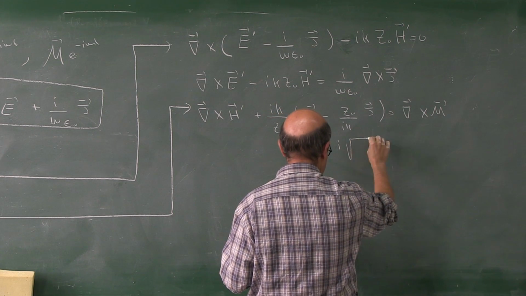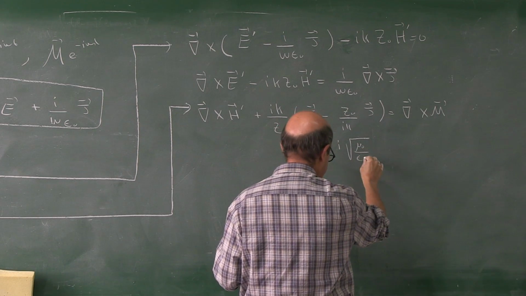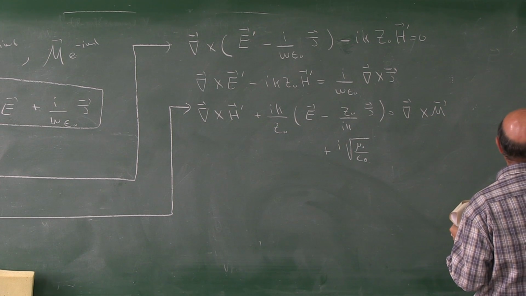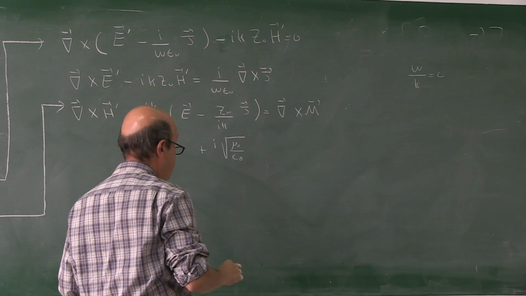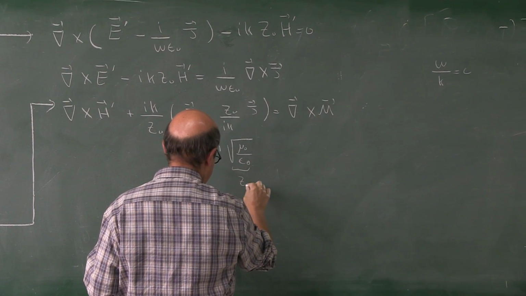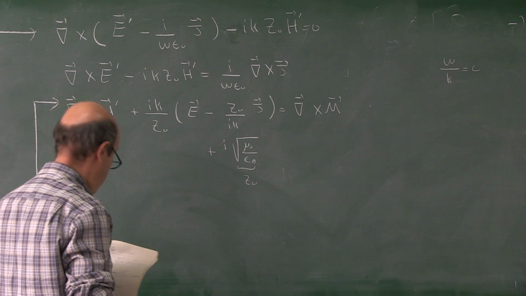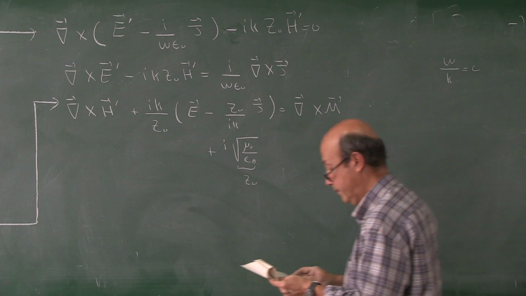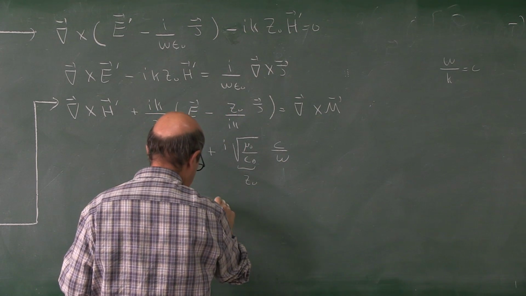Z0 is square root of mu 0 over epsilon 0, and omega over k is c, or omega over kc. So this is nothing but the impedance of free space, and then 1 over k is nothing but c over omega.